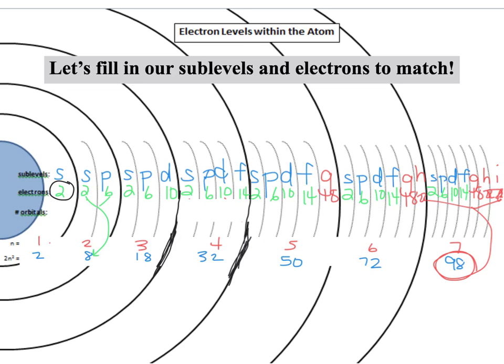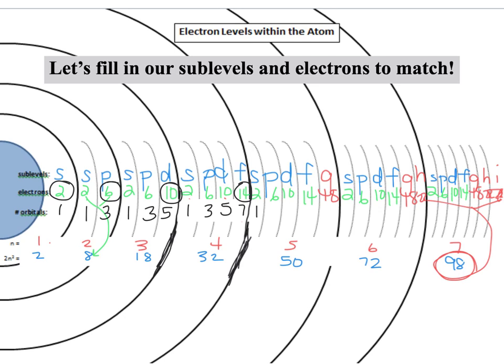So think of the number of electrons like the number of shoes. So if I have 2 shoes, how many boxes do I need? 1. If I have 6 shoes, how many boxes will I need? 3. So 1, 3. If I have 10 shoes, I need 5 orbitals, 5 boxes. 1, 3, 5, 14 is 7.